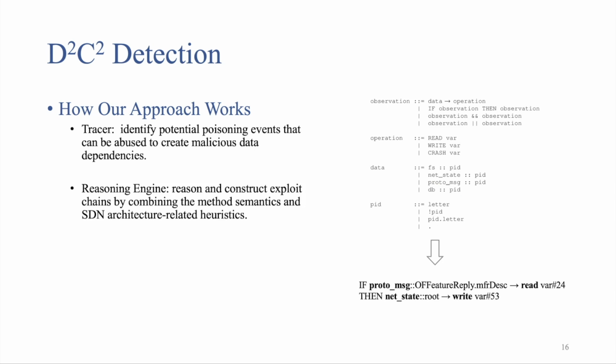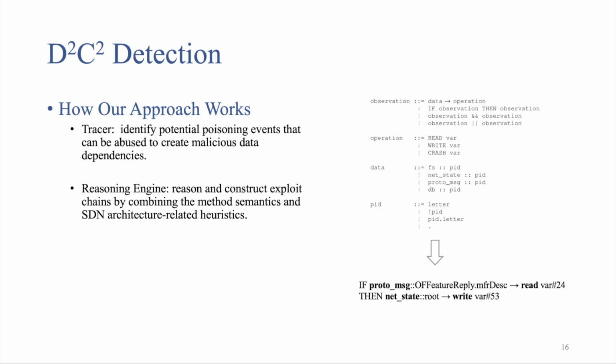And then after identifying poisoning events, which is the code that starts from the data collecting method to the sensitive method, our reasoning engine will leverage the program semantics and heuristics to infer what kind of items might be affected by this event. Currently, we introduce architecture-related heuristics for the three mainstream controllers, which are ONOS, Floodlight, and OpenDaylight. And these heuristics can also be used in their variants.